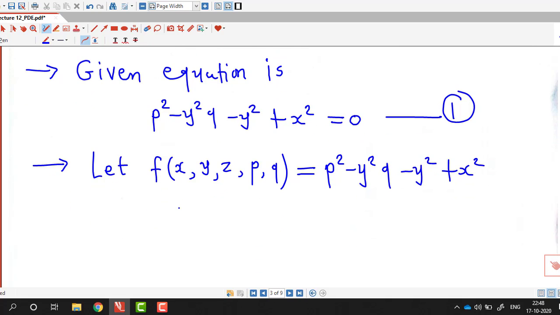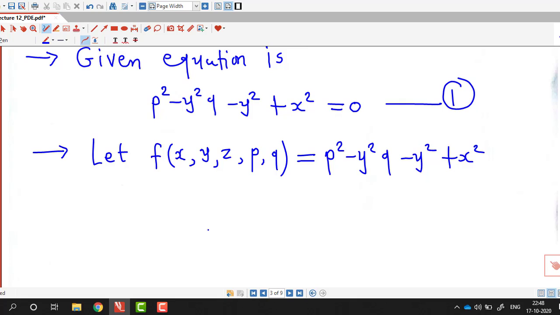So next step is we have to write Charpit's auxiliary equations, but before that it is better to find out partial derivatives of small f with respect to x, y, z, p, q. So suppose we consider del f by del x, then there is no x here, so here derivative is 0, here also 0, here also 0. There is a x square in only one term, so del f by del x is 2x.